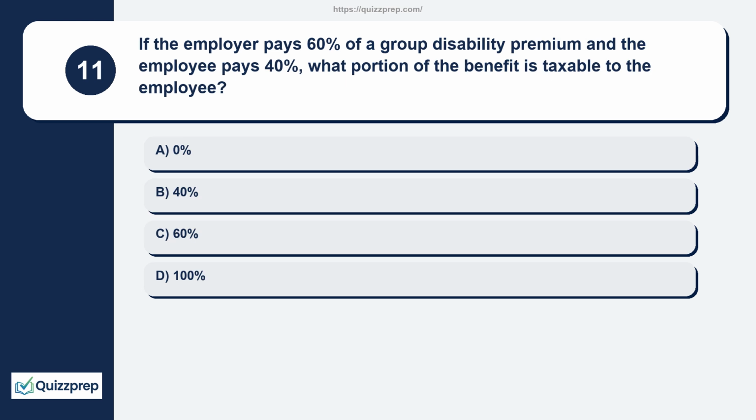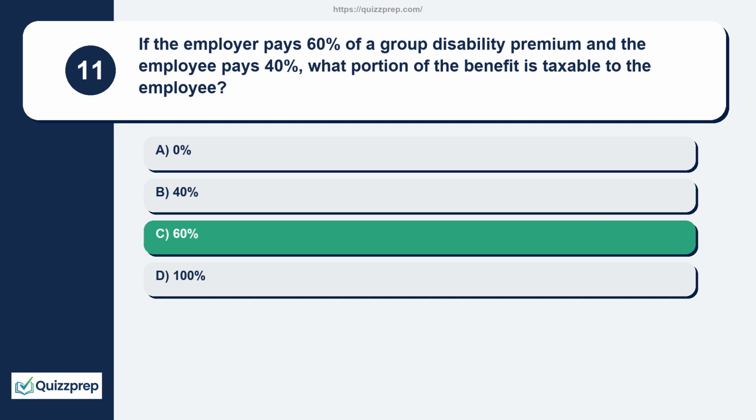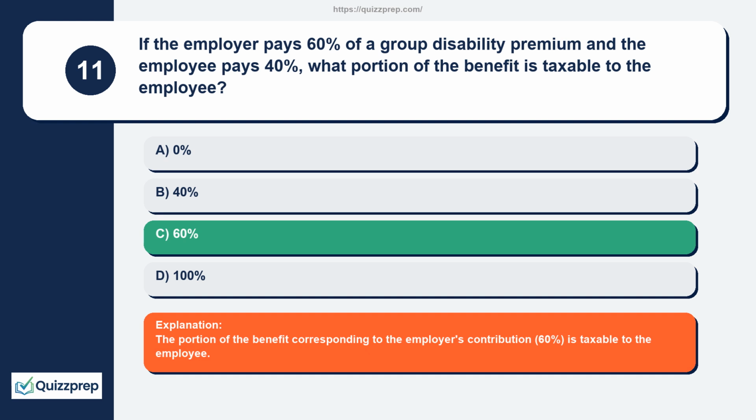Question 11. If the employer pays 60% of a group disability premium and the employee pays 40%, what portion of the benefit is taxable to the employee? 0%, 40%, 60%, 100%. The portion of the benefit corresponding to the employer's contribution, 60%, is taxable to the employee.